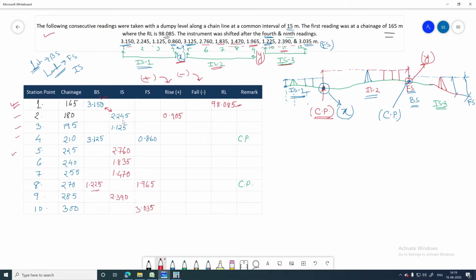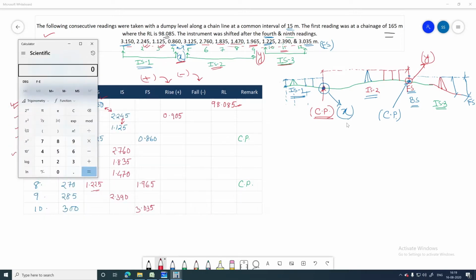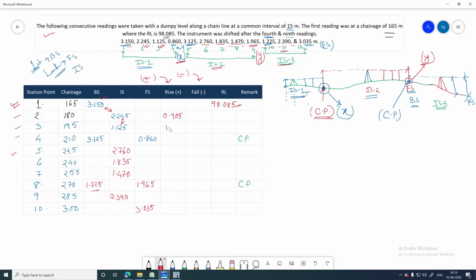Now make the difference of these two, these are the consecutive values, right? Because after 2.245 we get the value 1.125. Here you can see after 2.245 the third reading is 1.125. So what is the difference between these two values? Similarly make the calculation. So 2.245 minus 1.125, so that is 1.12, that is also positive, then put here 1.12.